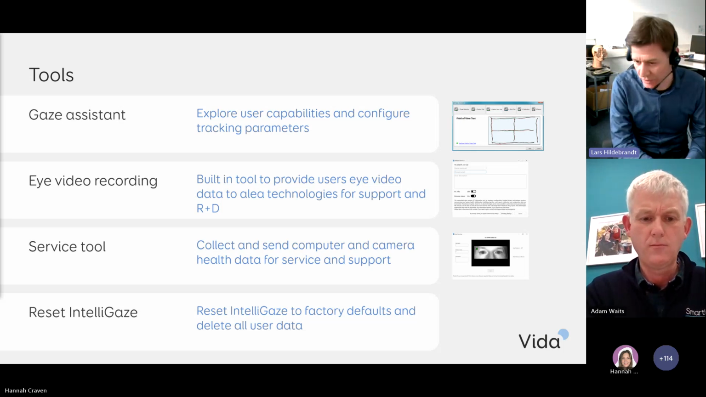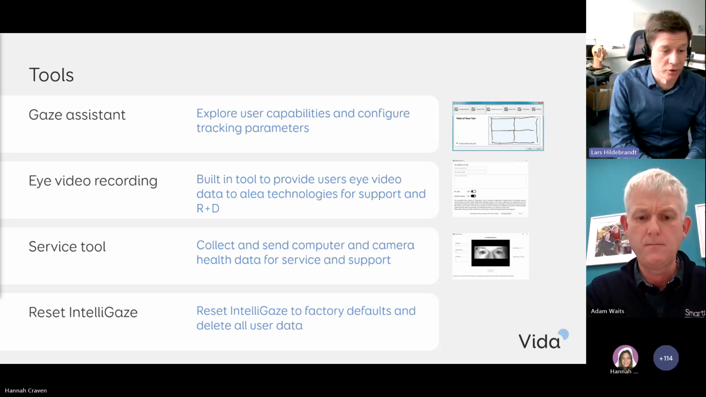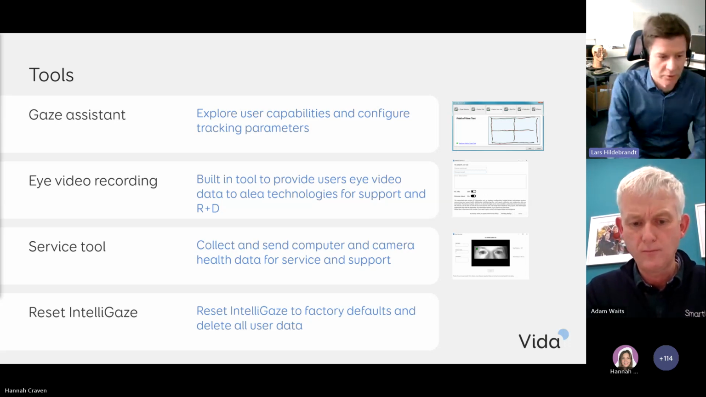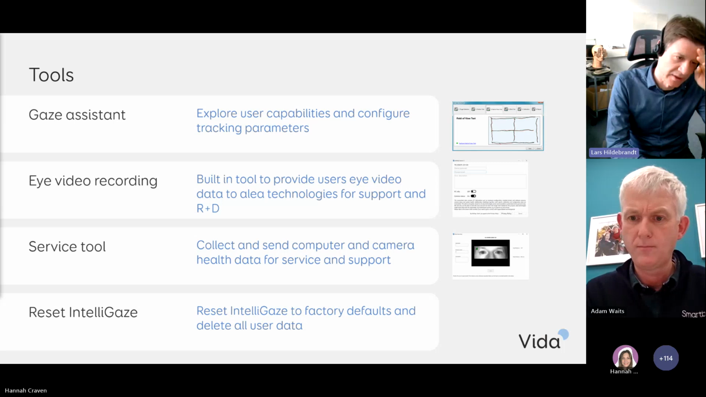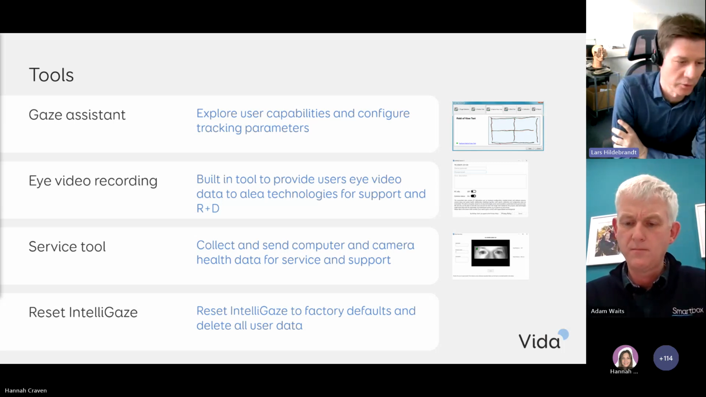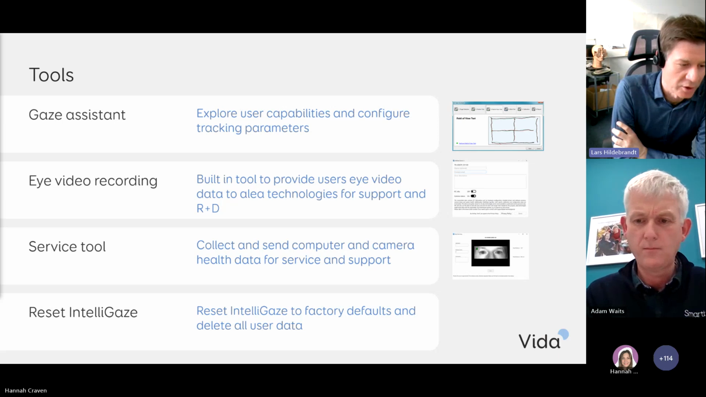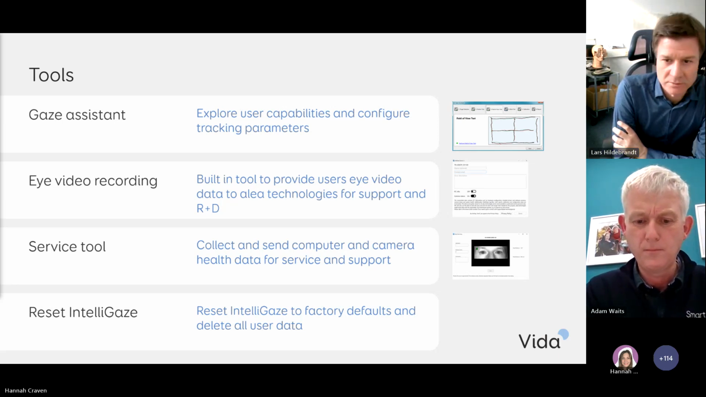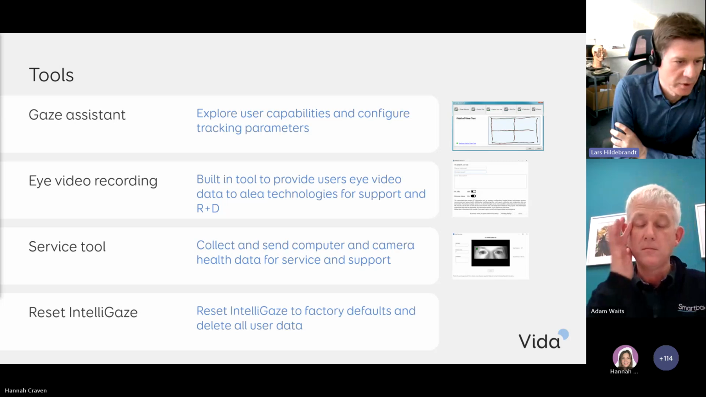We also have a service tool which you should run. It's in the Windows Start menu in the alea folder, which you should run if you want to receive service and support from us. It collects all the log files and PC configuration. It eases up the communication with us if you are in need of support. Okay, next slide, please.